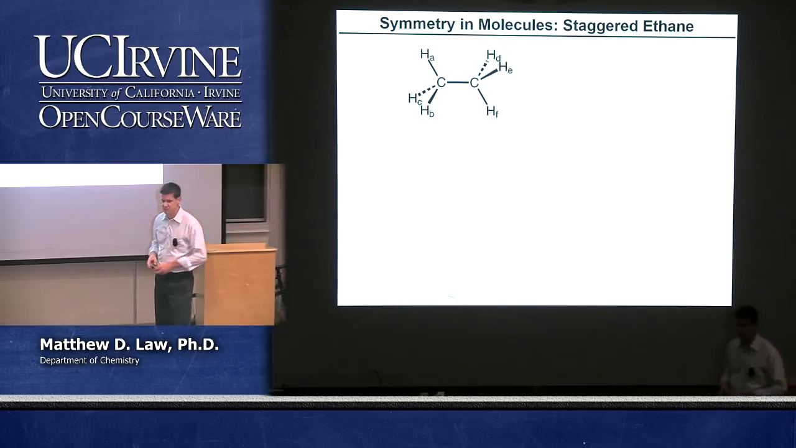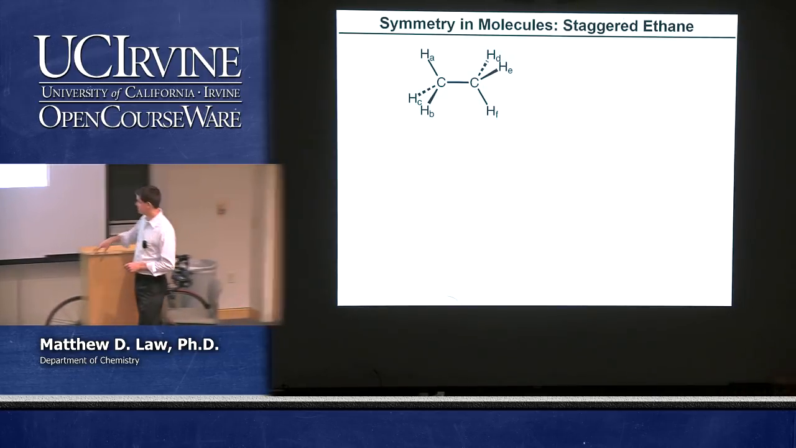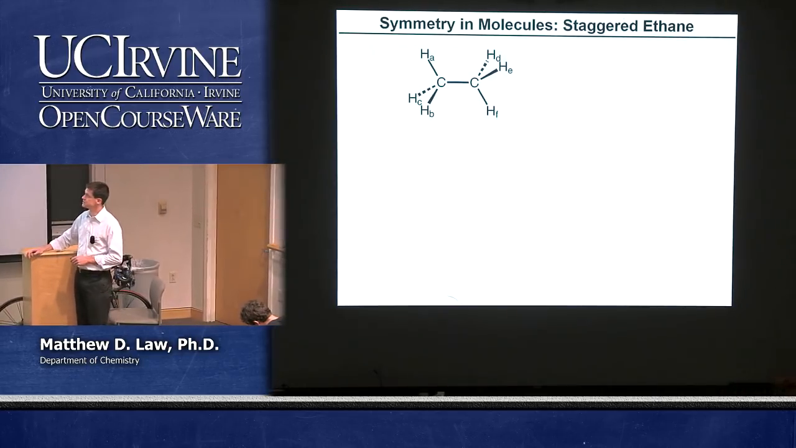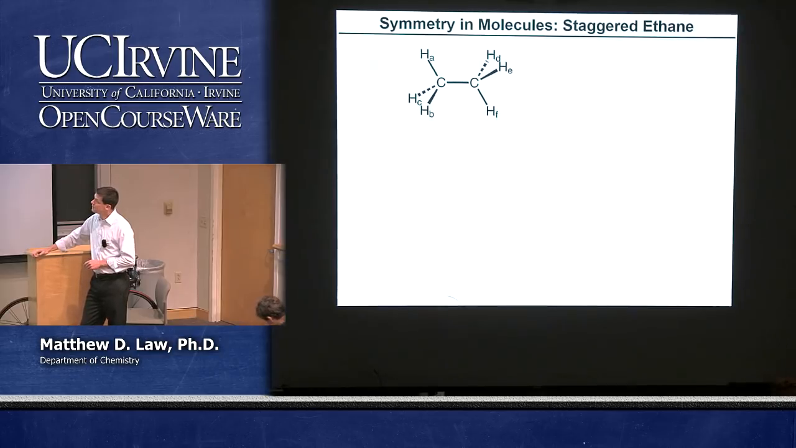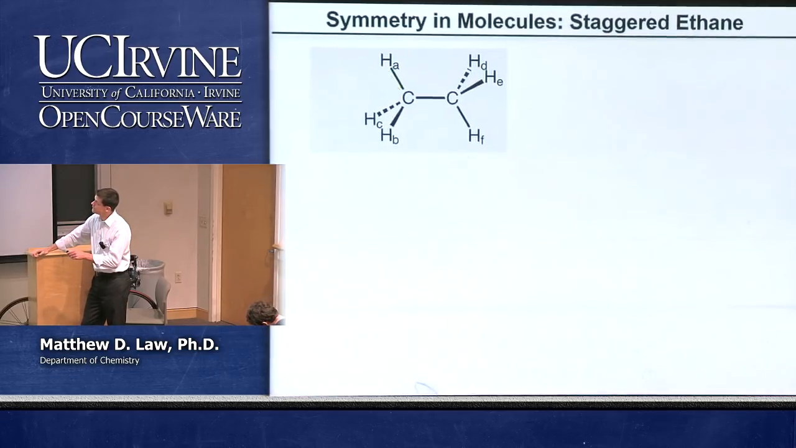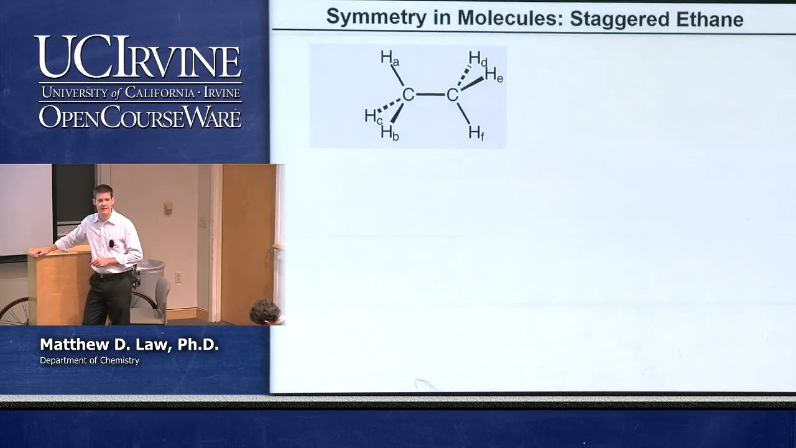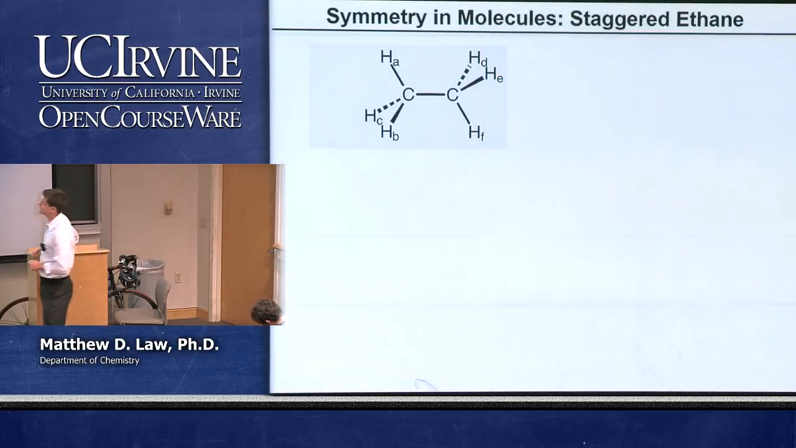Our example is going to be staggered ethane, which is a nice example because this molecule possesses several different symmetry operations. So this is just standard notation, right? If we just have a normal line, it's in the plane. If we have a solid wedge, it's coming out of the plane of the board. And if we have a dashed wedge, that atom is going into the plane of the board slightly. Okay, so this is just like organic chemistry.